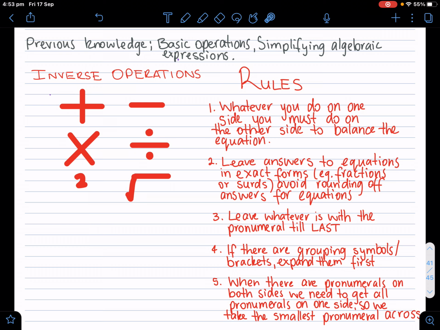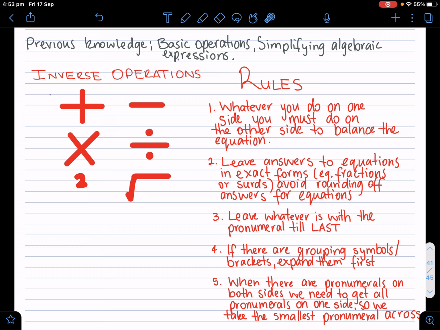Rule number two, always leave your answer in an exact form. If the answer is an integer or a terminating decimal, then that's fine. But if it's not, then you need to leave it in a fraction or a surd. Rule number three, when you have more than one thing with the pronumeral on that side of the equation, you always leave whatever is directly with the pronumeral to last, and you get rid of everything else first.